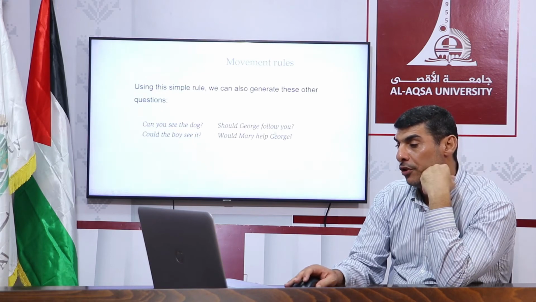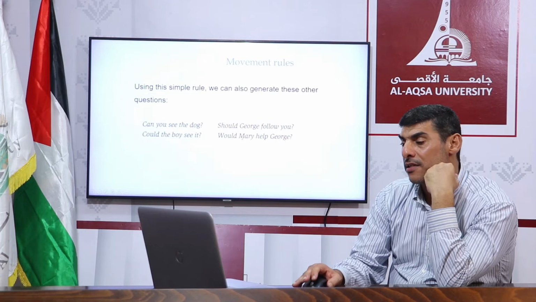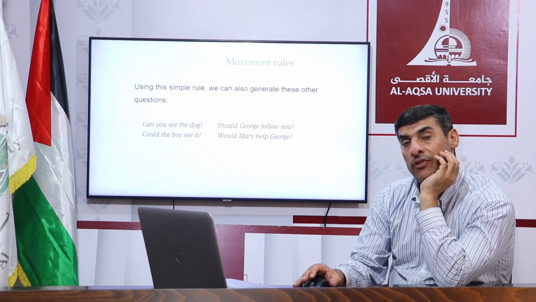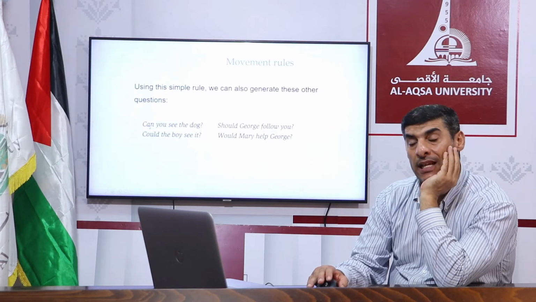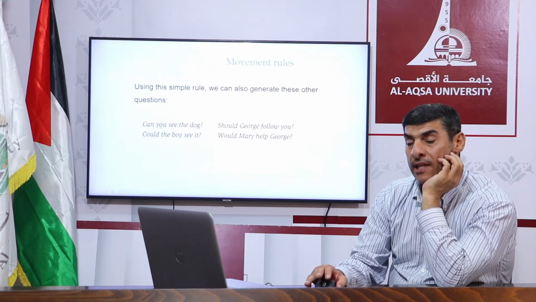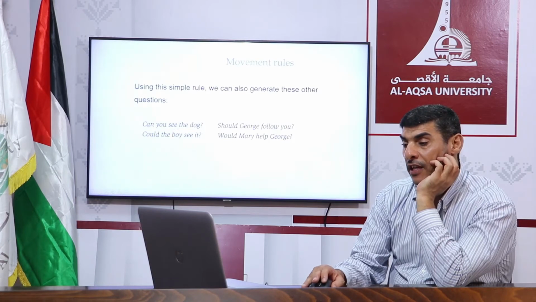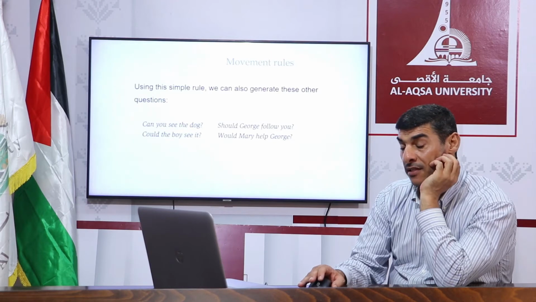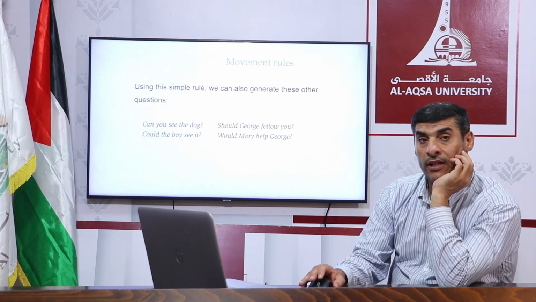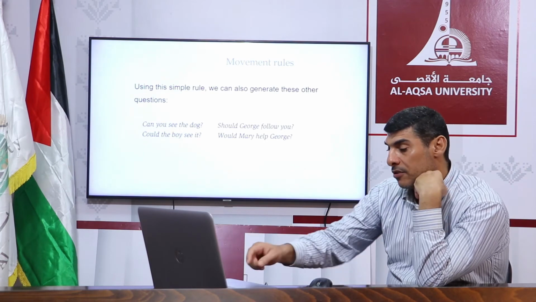Should George follow you? Would Mary help George? So you have different sentences here. Just try to consider them. Can you see the dog? So can is a modal or auxiliary, you is a noun phrase, and see is a verb phrase, and from the verb phrase we have the other noun phrase, the dog. So we have two noun phrases actually in this interrogative question. Just try to contemplate.